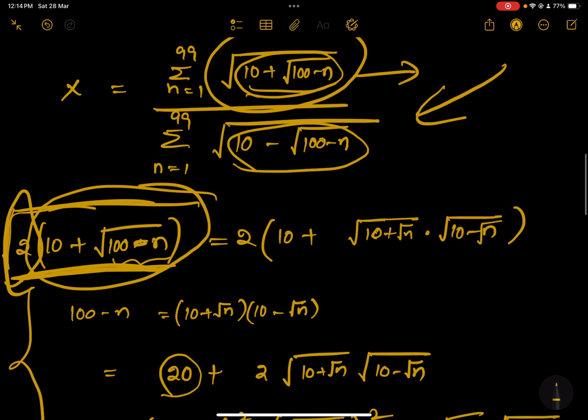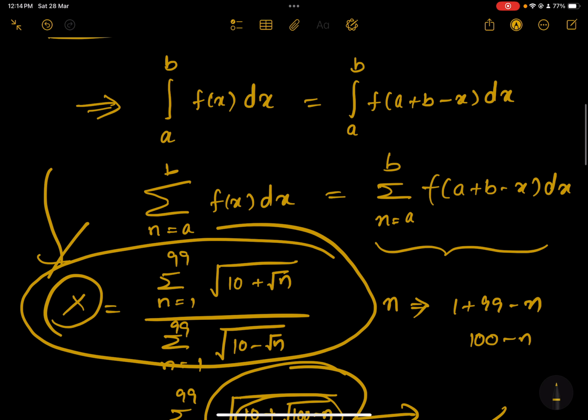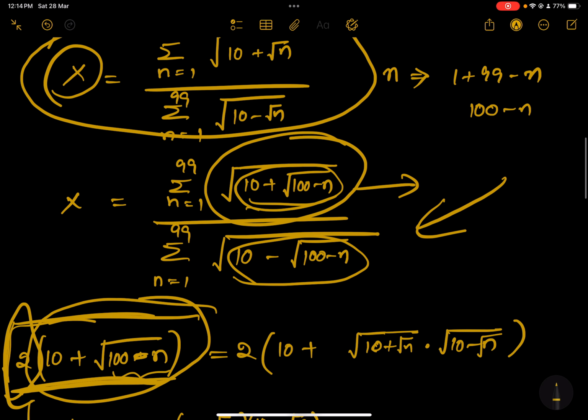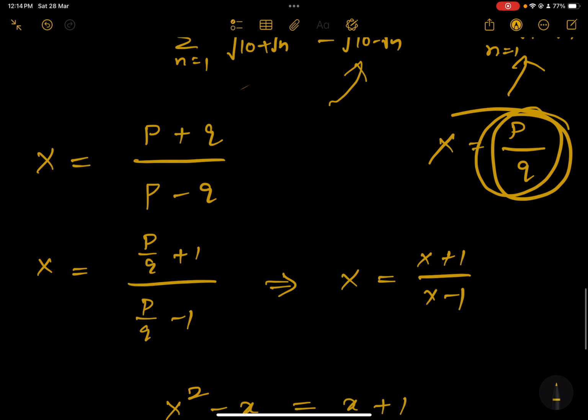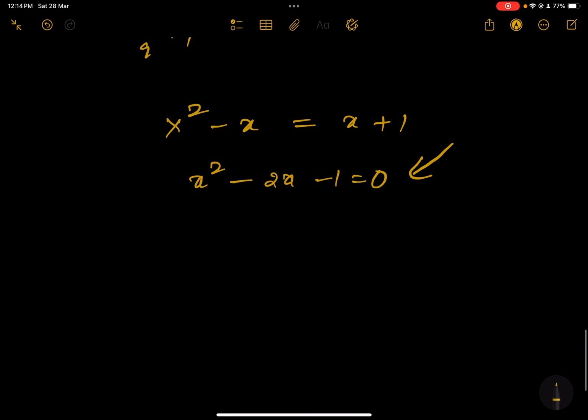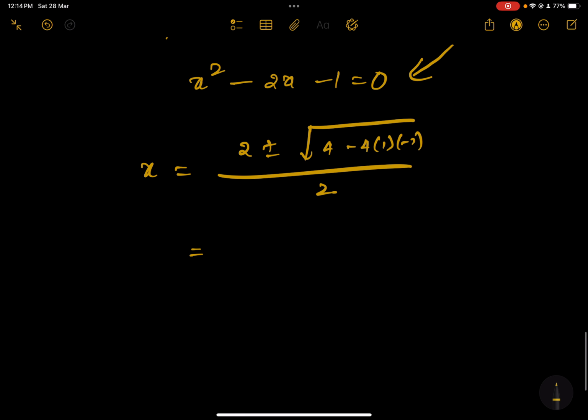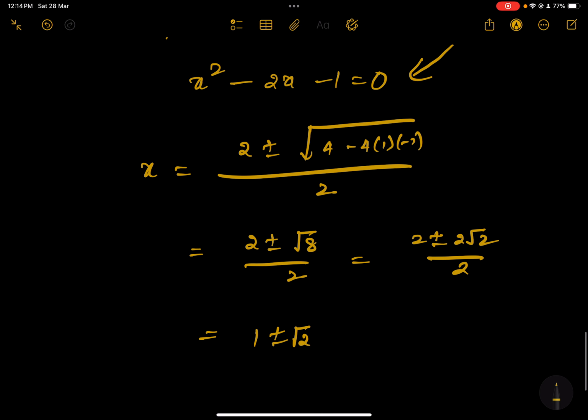So you have a sum, you have a quantity for which you have to find out the value. You use the King's rule, and then you got this particular result. So you denoted this as p by q and converted it into a quadratic equation, and the root of this quadratic equation will be your answer. All right. So let's find out the roots. Minus b plus or minus square root of b square minus 4ac by 2a. So this is simply 2 plus or minus root 8 upon 2. This is simply 2 plus or minus 2 root 2 by 2. This is simply 1 plus or minus root 2.